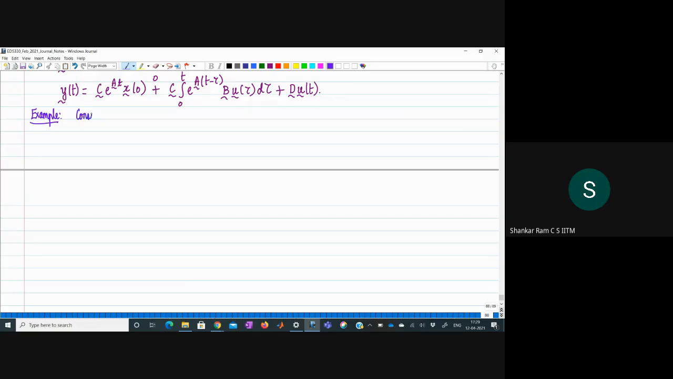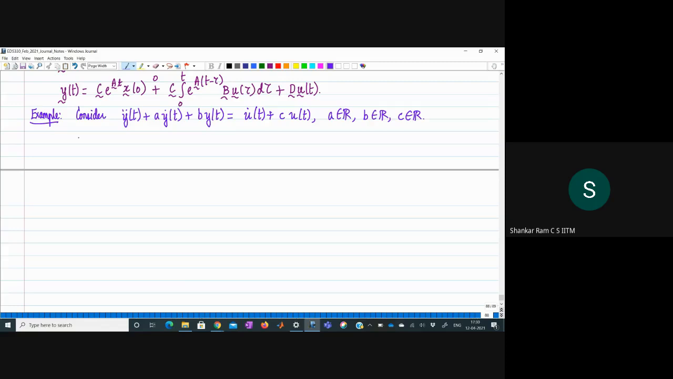Let's consider a standard second order LTI system whose governing equation is y double dot t plus a y dot t plus b y of t equals u dot of t plus c times u of t, where a, b, c are all real-valued scalars.